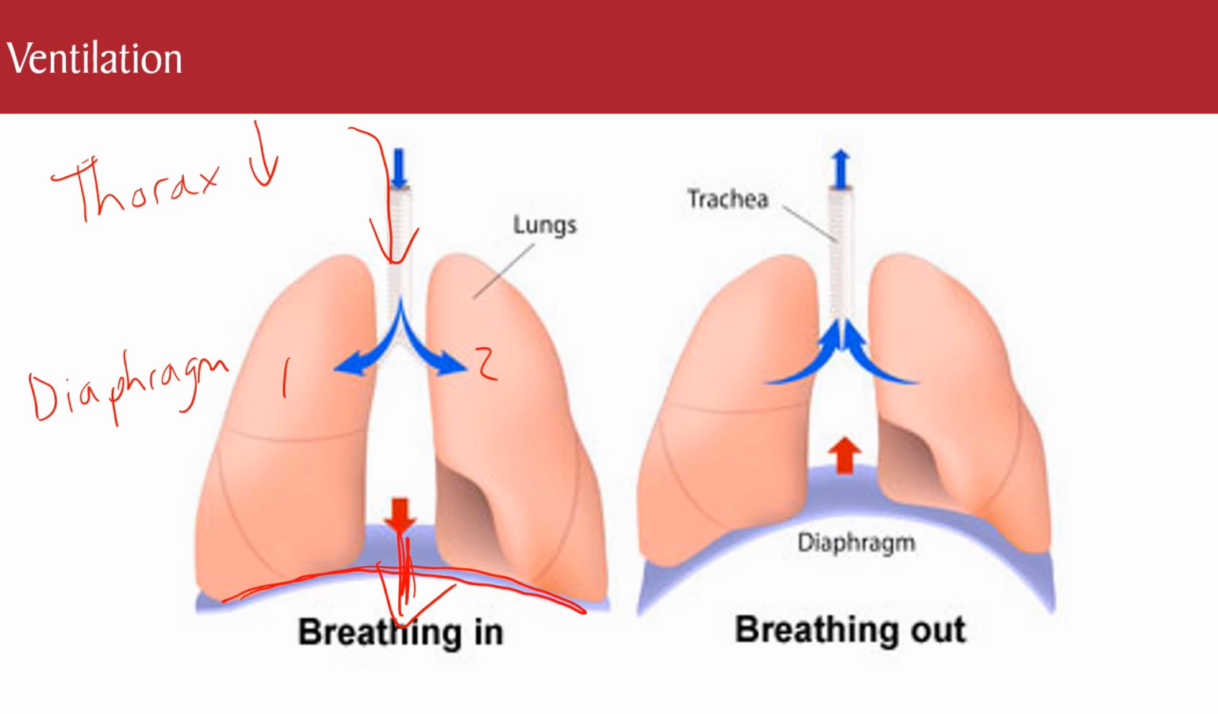So the lungs themselves have no muscular content at all, right? So when the pressure decreases in the thorax because the diaphragm's gone down, it sucks air in. And then to breathe out, your diaphragm goes up, and that increases the pressure in the thorax. So air then gets forced out of the trachea.